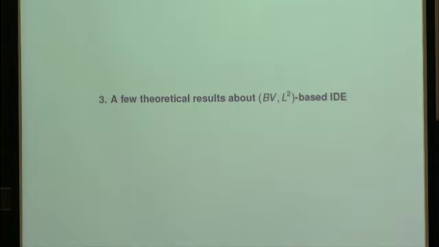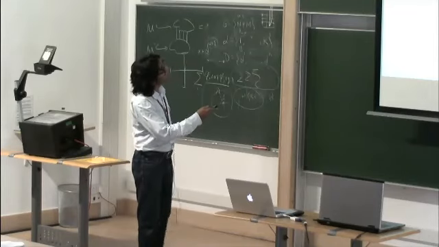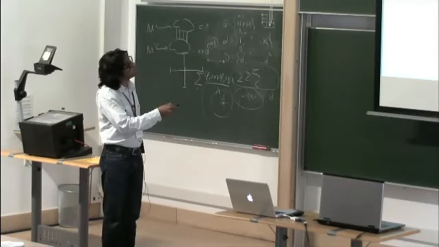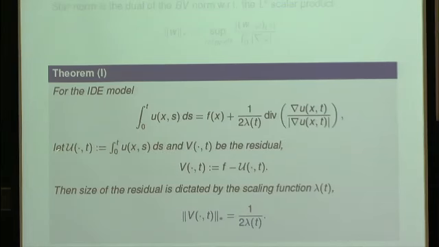So, a few theoretical results before we modify this model. The star norm is a dual of the BV norm with respect to the L2 inner product. Using this norm we can prove this theorem. For the given IDE we have the integral of u as script u, and capital V is basically f minus script u. Then the size of the residual in the star norm is dictated by this 1 over 2 lambda t, which you can think of as a measure of how much noise it has.